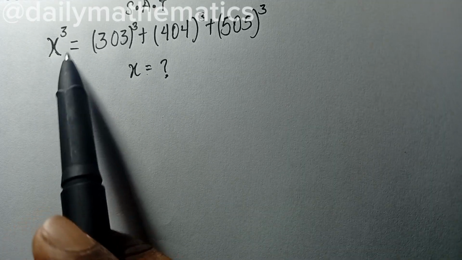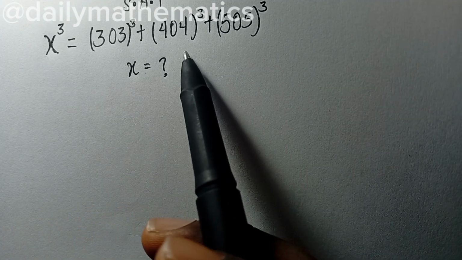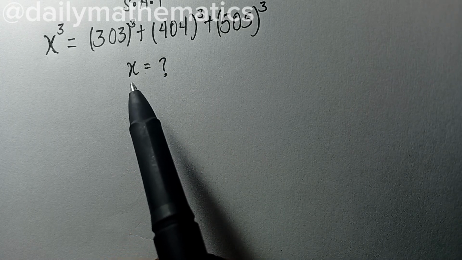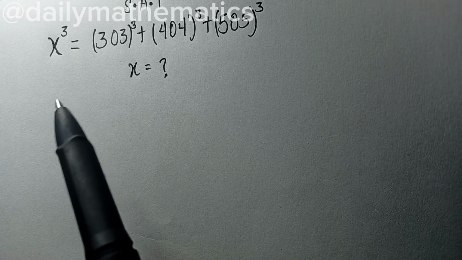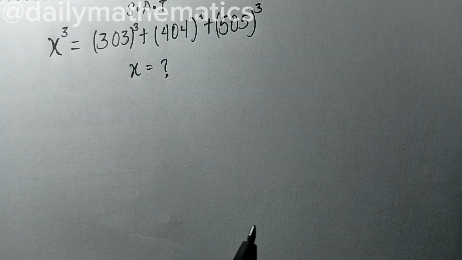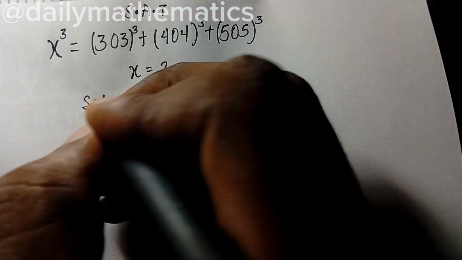x cube equals 303 cube plus 404 cube plus 505 cube. Find x. Hi there, this is Daily Mathematics, and today we have an SAT question to solve. According to what I heard, this question was actually banned because no one could solve it, but today we are going to try it out. So let's have our solution.